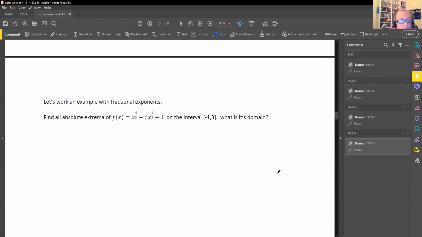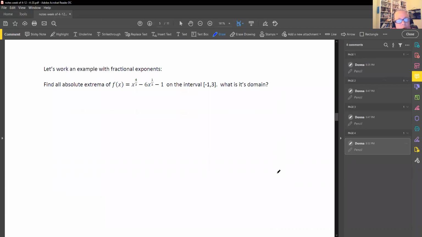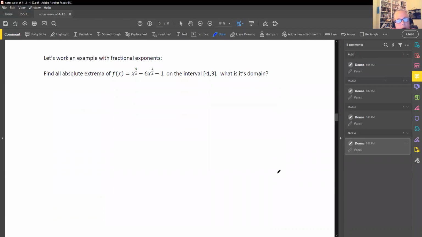All right, so another type of problem you're going to have to work with is fractional exponents. So the domain of this, there's no negative fraction. If there were a negative exponent, you'd have a, what do you call it?